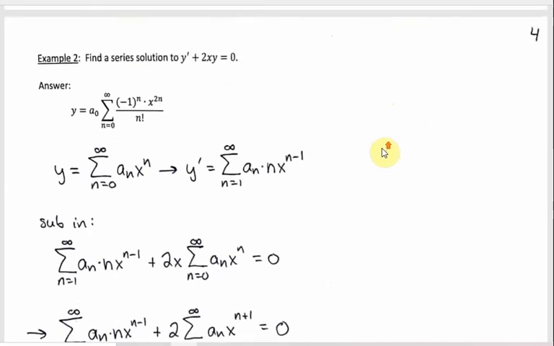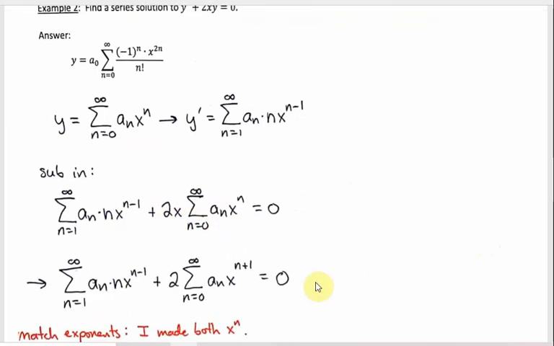So if we're going to use a series here, notice there's no y double prime. Right? Shouldn't be. It's first order. So you just need y and y prime. Don't need the y double prime this time. So then we sub in. So there's y prime plus 2x times y. And then I put that x into that sum. So that's why I have an x raised to the power of n minus 1 there.